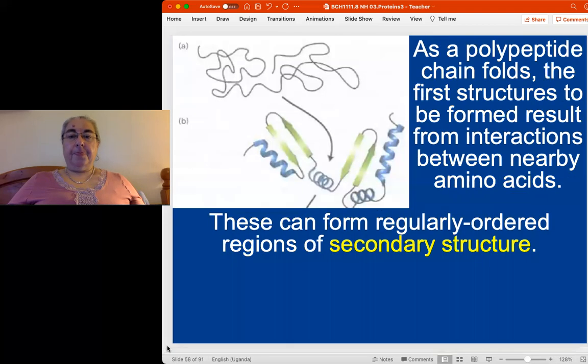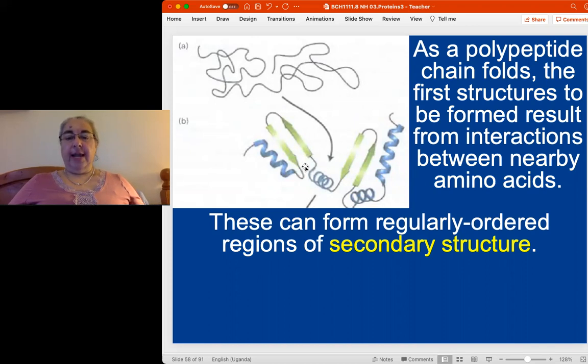Okay, so let's see what's happening as the protein folds. So here's the unstructured polypeptide chain again. And here we see secondary structure forming. We've got two sorts of secondary structure illustrated here. In blue, we have a helix, an alpha helix, and in green, these arrows represent a beta sheet. We'll be talking more about those in a minute.